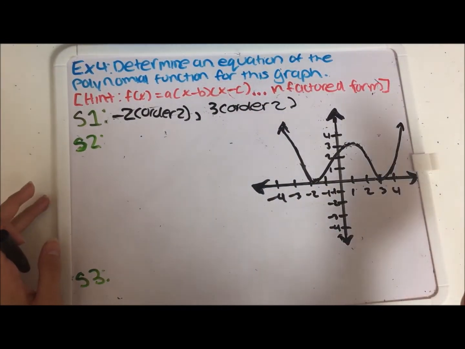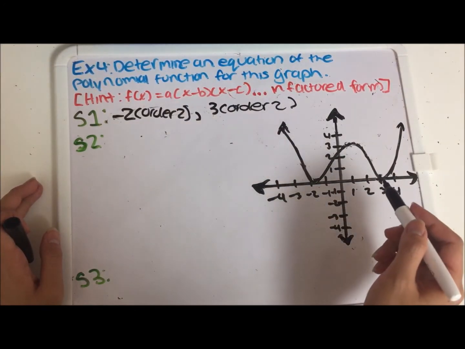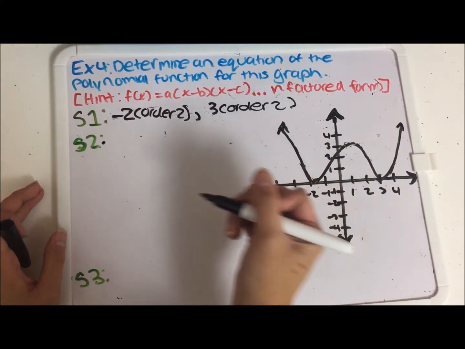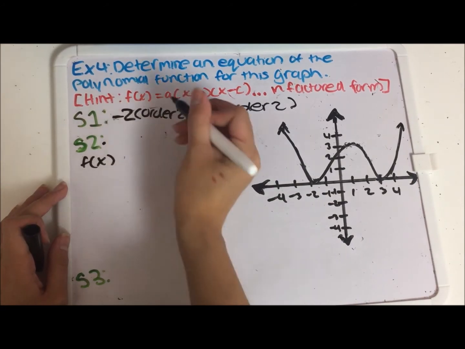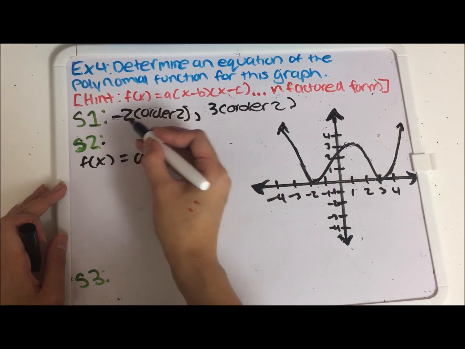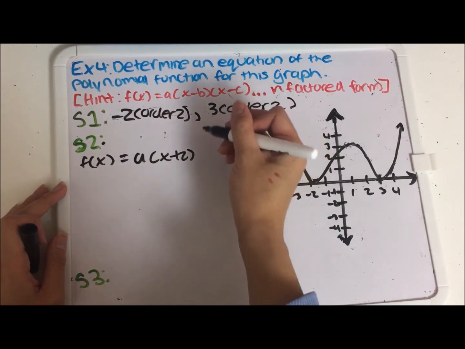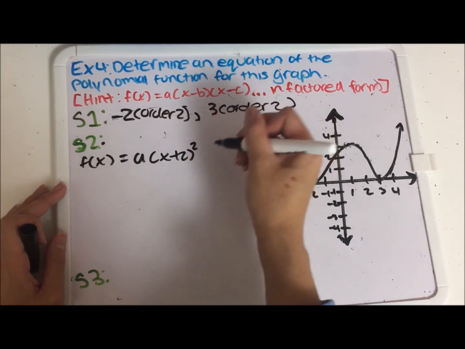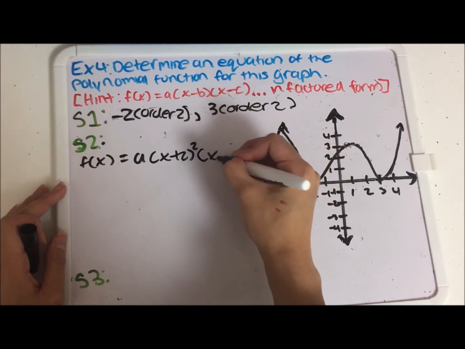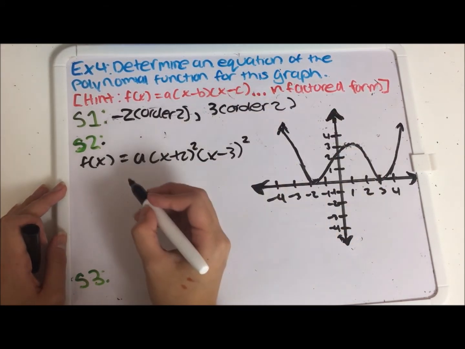Okay, the second step is to solve for the a value by substituting a point on the graph into the equation with the zeros. So what's the equation with the zeros? Using this form, f of x equals a, and then the zeros. Since the zero is -2, it lies in the bracket, so it becomes x plus 2. And since the order is 2, it has an exponent of 2. The second zero is 3, so it lies in the bracket x minus 3, and has order 2, so it has an exponent of 2 as well.